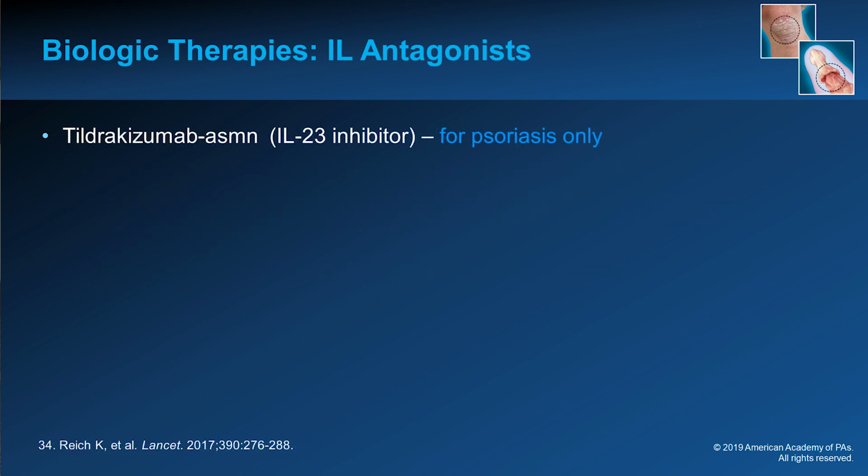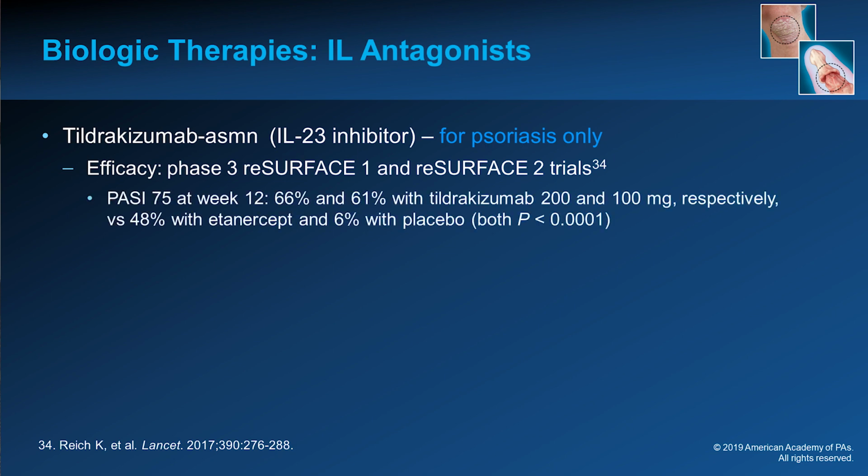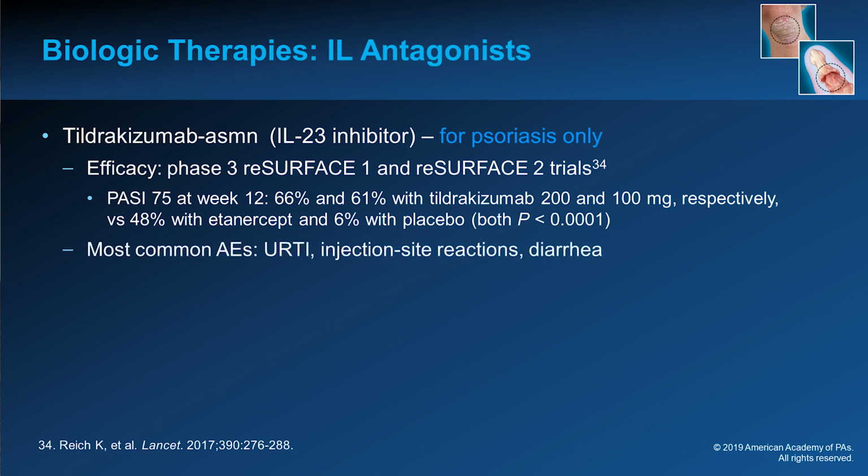The final couple drugs we do have here are the interleukin 23 inhibitors, 2 of them. Tildrakizumab is one that's fairly new. It has a phase 3 Resurface 1 and Resurface 2 trial. PASI 75 scores in this drug at week 12 were 66 and 61%, with tildrakizumab 200 and 100 respectively, versus 48% with etanercept and 6% with placebo in a head-to-head. Once again, safety considerations are the same with URIs and injection site reactions. Diarrhea is also mentioned with this drug.